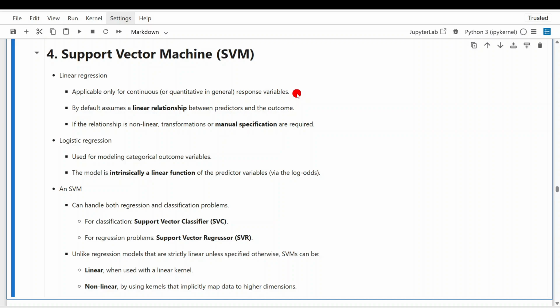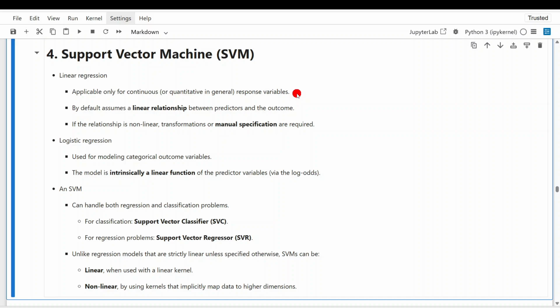If the relationship is going to consider nonlinear function of the covariates, manual specification of this nonlinear covariates or transforming the required input features or covariates is required. And on the other hand, logistic regression is applicable only for modeling categorical outcome variables. And logistic regression is also intrinsically a linear function of the predictors, specifically using the log odds or log transformation.